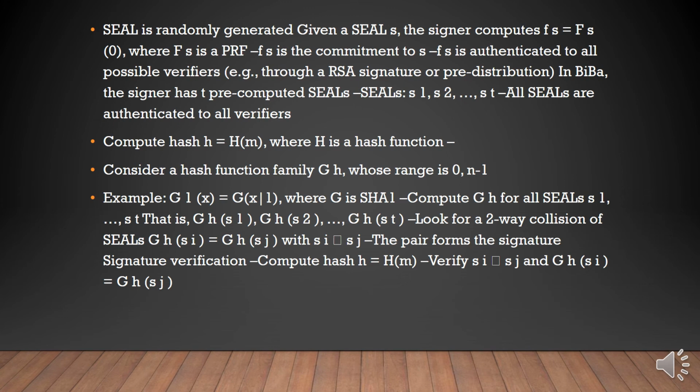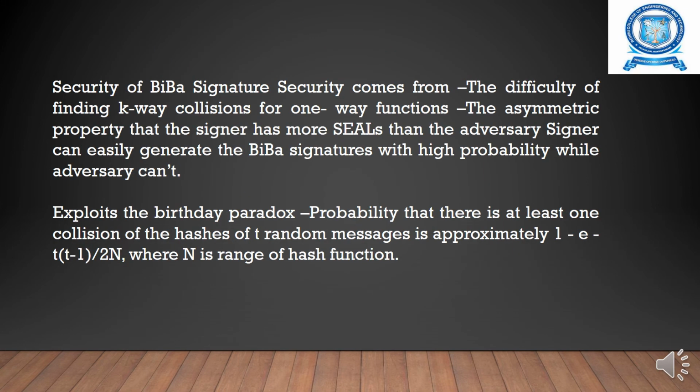So compute the hash h in such a way that for h of m, you have to verify s_i and s_j, where g_h of s_i is equal to g_h of s_j. The security of the signature comes from the difficulty of finding k-way collisions with one-way functions. The asymmetric property is that the signer has more seals than the adversary, so the signer can easily generate a BiBa signature with high probability, while the adversary cannot tamper with it.